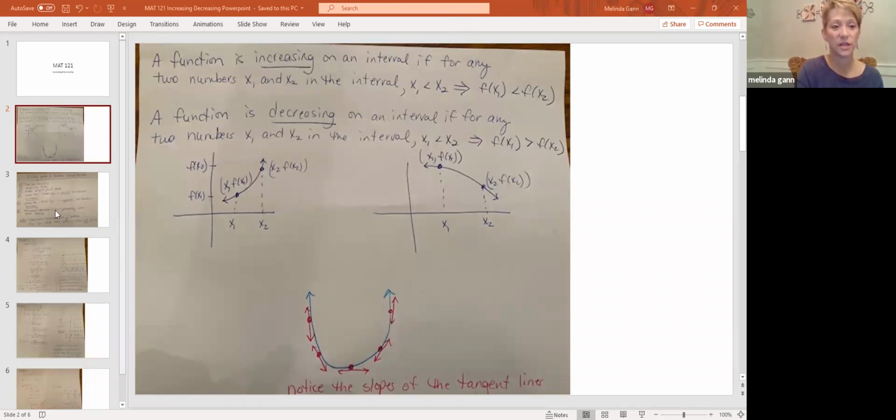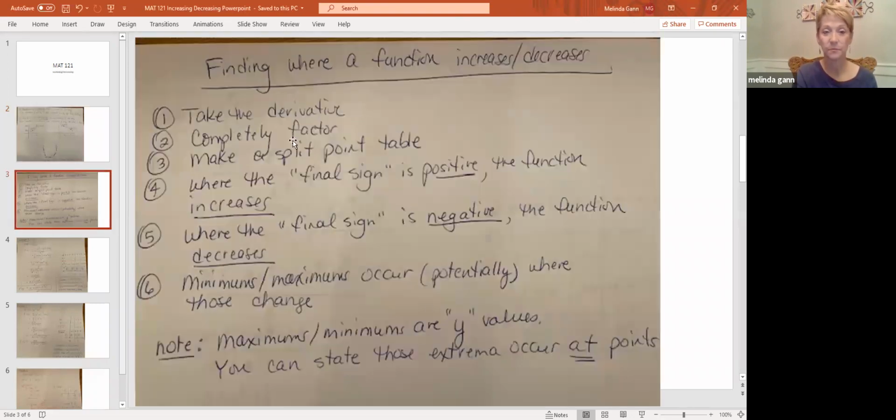So what I need you to do is pause the video and write this in your notes. On a test or in class, if I tell you to find where a function increases and decreases, the first thing you're going to do is take the derivative. So you're going to take the first derivative. Now, when you finish taking that first derivative, I need you to completely factor that derivative. So you break it down until you cannot break it down anymore. All right.